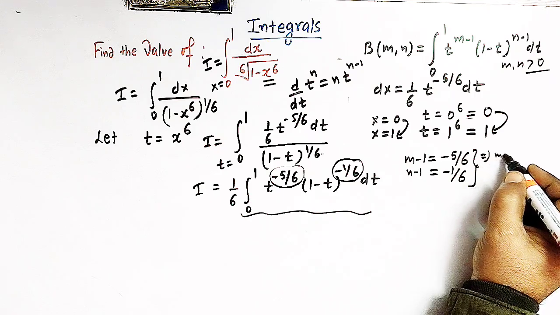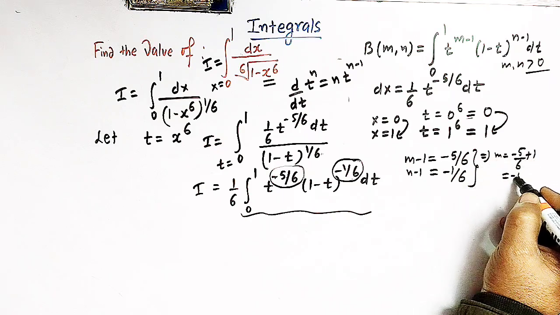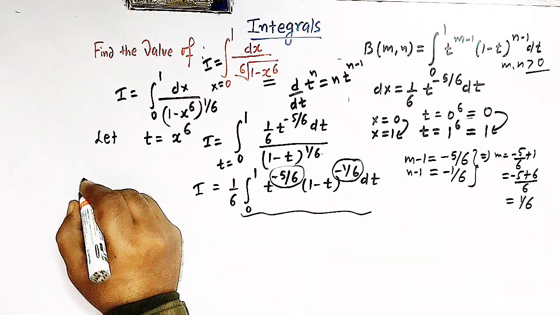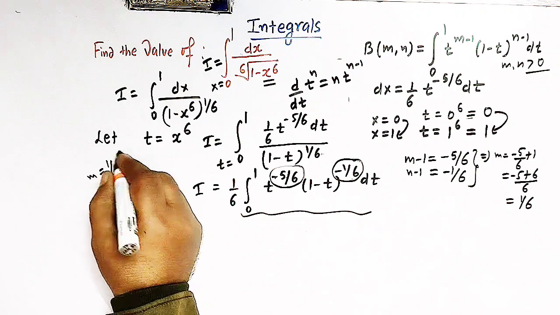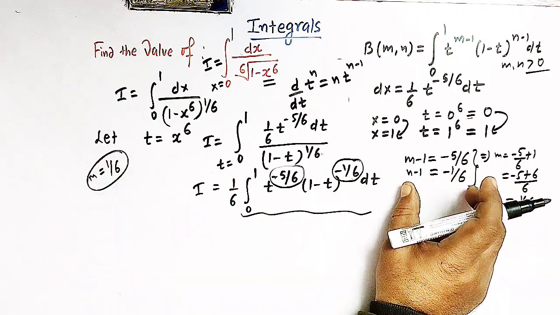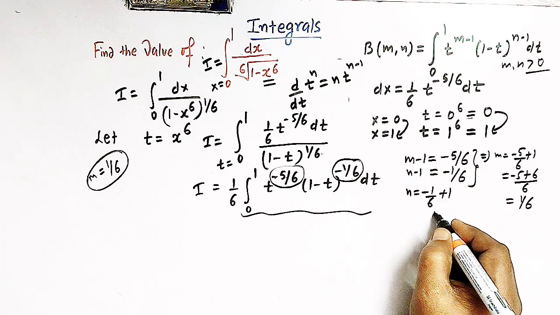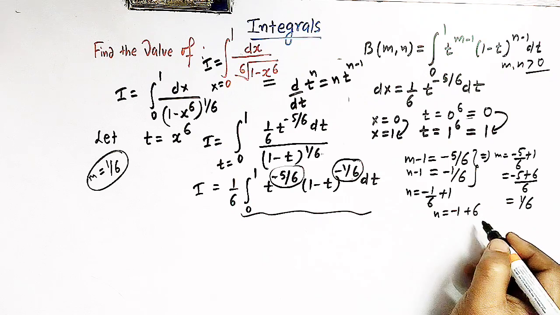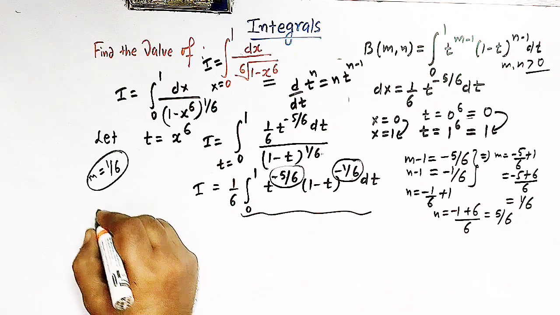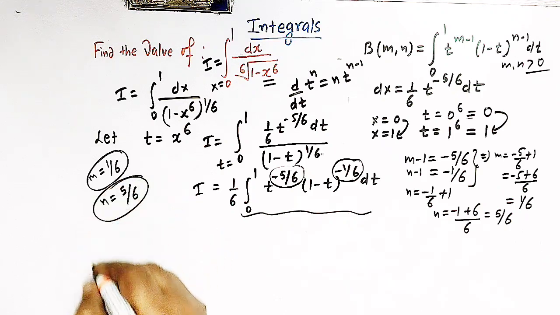So we can now write m is equal to minus 5 by 6 plus 1, that is minus 5 plus 6 over 6, that is 1 over 6. So the value of m is 1 over 6, right? And from this equation we can now write n is minus 1 over 6 plus 1. So n is minus 1 plus 6 over 6, that is 5 over 6. So we can now write n is equal to 5 over 6.